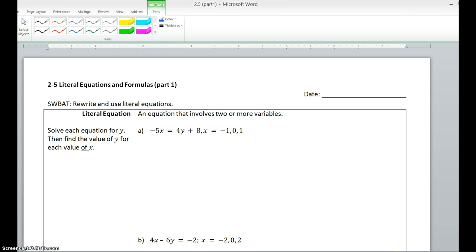SWABAT, rewrite and use literal equations. We'll deal with formulas in our next lesson. A literal equation is an equation that involves two or more variables.